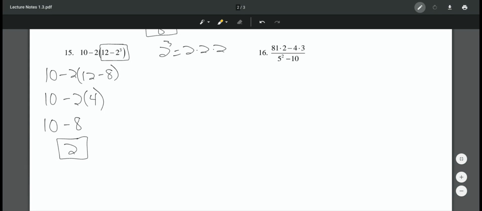In number 16, I have a fraction. So what I'm going to do is I'm going to do the numerator first.